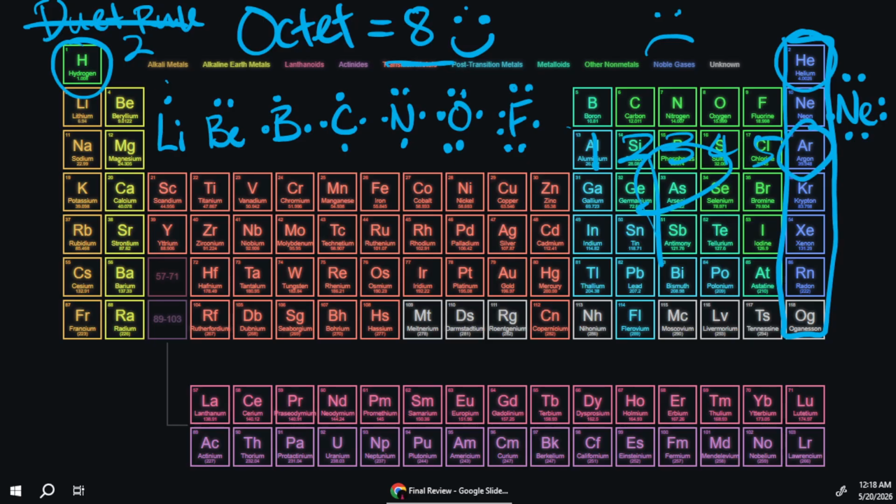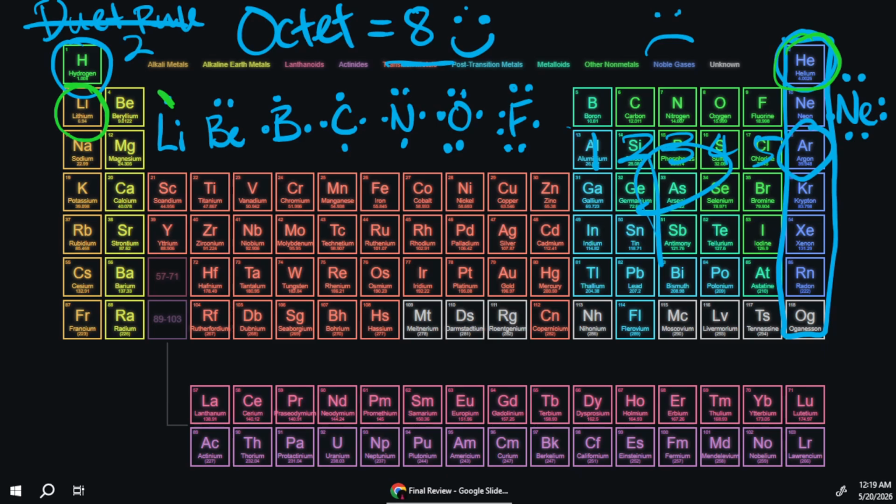Someone like lithium over here would have a hard time gaining more electrons. It would need to gain 1, 2, 3, 4, 5, 6, 7 electrons to be happy, and that's too much work. Again, nature prefers to use the lowest amount of energy to be happy. So what lithium would prefer to do is lose that 1 dot and move backwards on the periodic table. It's going to go all the way to helium, from element number 3 back to 2.